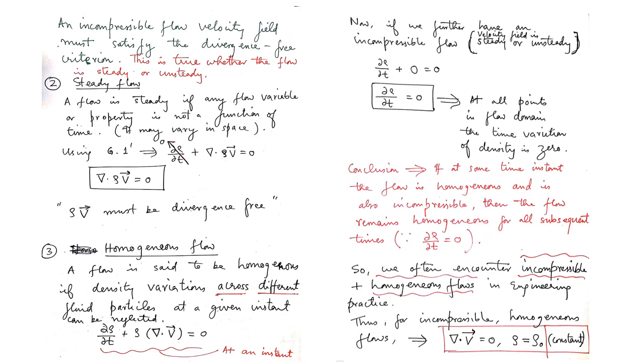Okay, steady flow, as you already know or are aware, what is a steady flow? A flow is steady if any flow variable or property is not a function of time. It may vary in space. So we know this already. So now we need to find out which continuity equation, G.1 or G.1 dash, has this kind of a term. If you see that, you will find that G.1 dash, or the conservative form, has a direct term del rho del t. So if the flow is steady, then del rho del t must be 0.